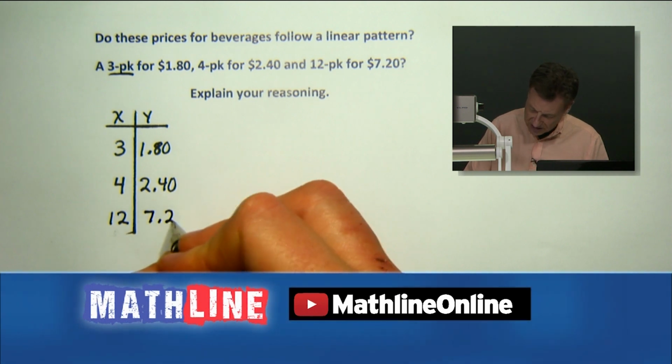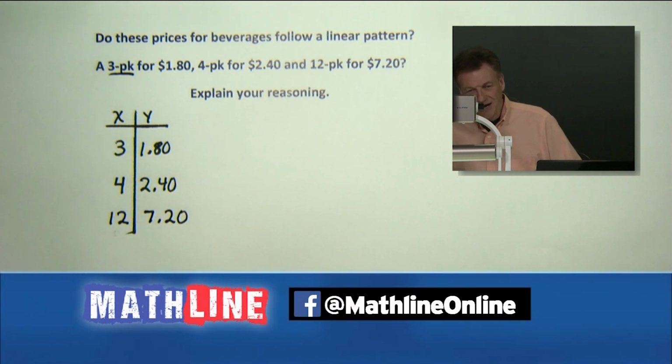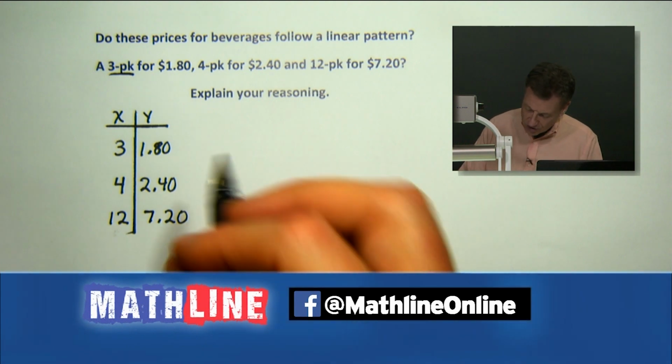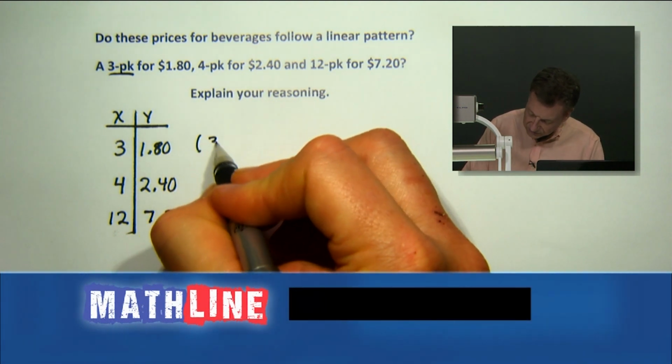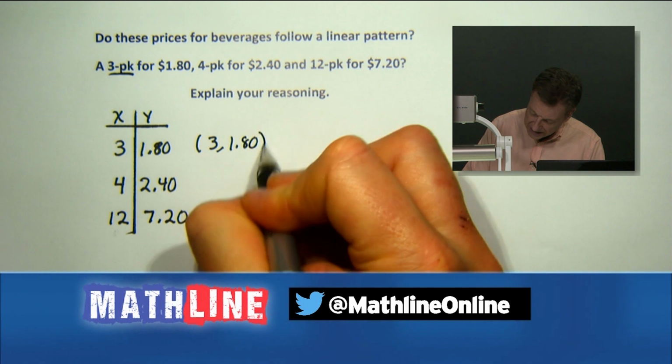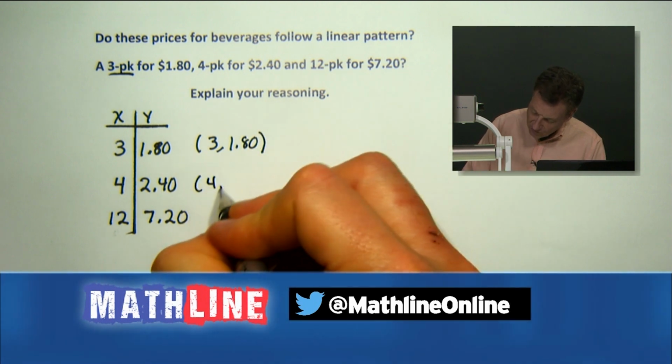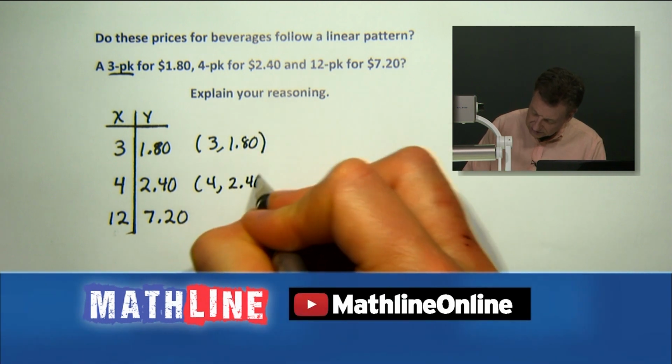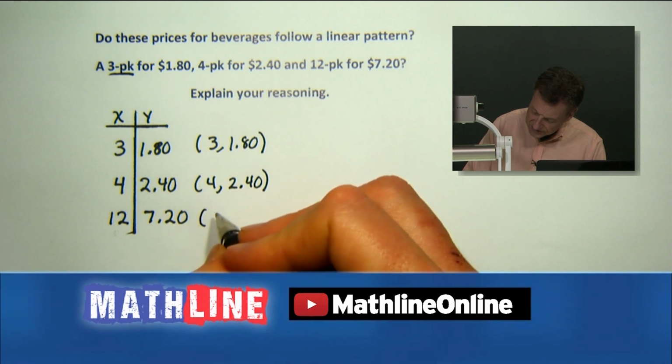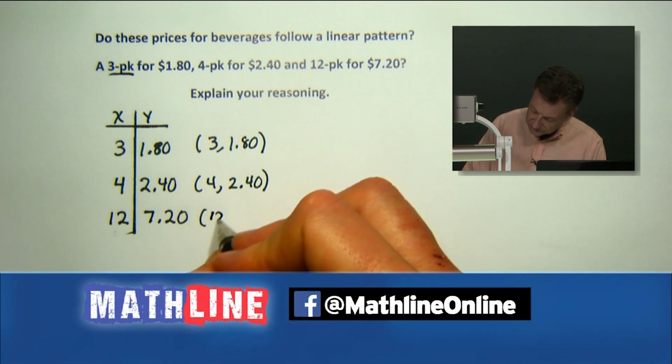So $7.20. Starting to see my idea. As ordered pairs, that would give us 3, $1.80. Would give us 4, $2.40. How about it? 12.